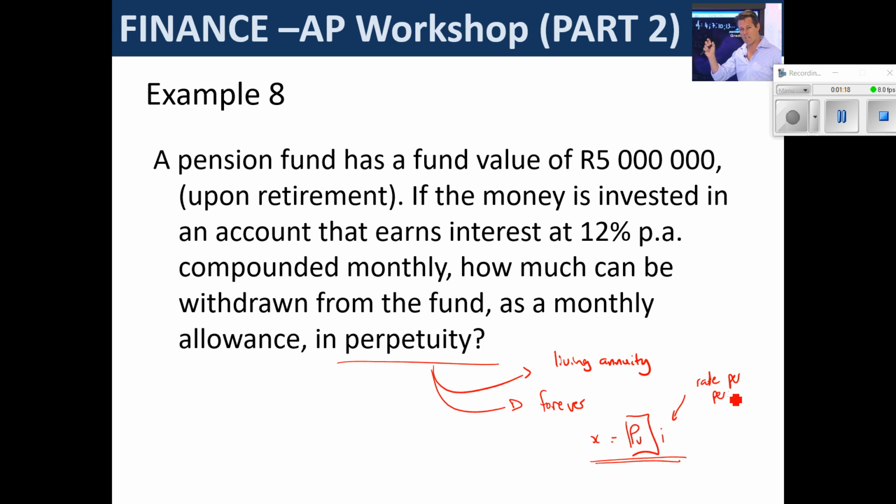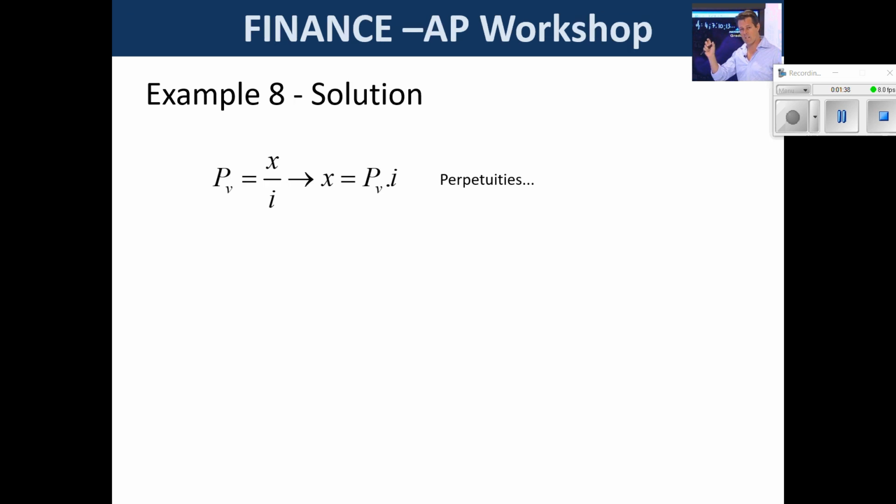If you want to take out a monthly allowance, then I've got to make sure that I've got a monthly rate. If you want to take out money annually, then I'd have an annual rate. If you want to take out a certain amount of money every quarter, it would be a quarterly rate. So the rate, just like all the other financial work, is the rate per period.